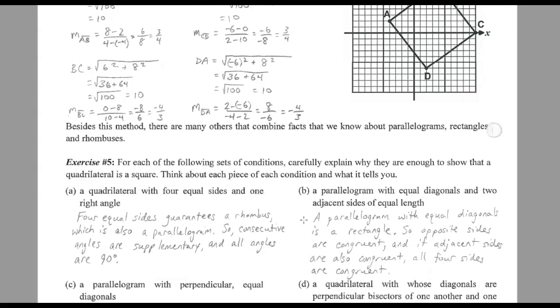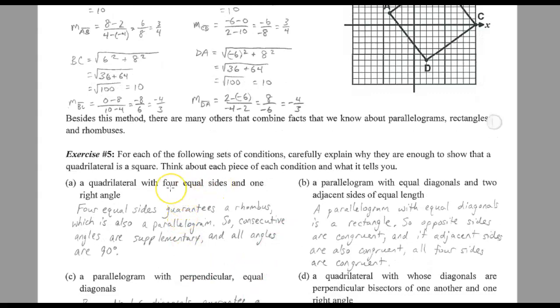All right, so if we have a quadrilateral with 4 equal sides and 1 right angle, would that guarantee a square? First off, the 4 equal sides does guarantee a rhombus, which is a type of parallelogram. And if all consecutive angles in a rhombus are supplementary, and one of them is 90, then they're all going to be 90 as you move around the parallelogram. So that would be enough information if we take it with what all the properties lead to. So yes, a quadrilateral with 4 equal sides and 1 right angle must be a square.